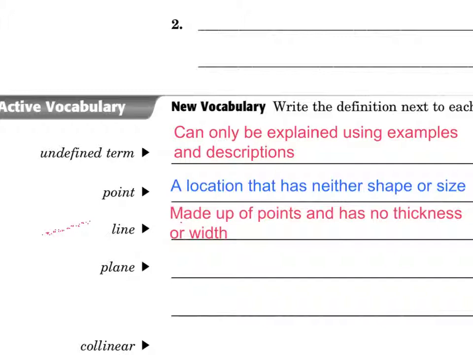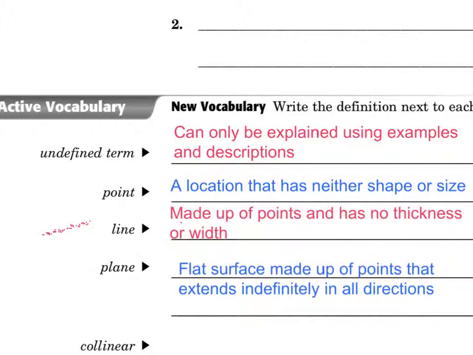And lastly, well, not lastly on this, but the next one on the group, bigger, is a plane, and that is a flat surface made up of points that extends indefinitely in all directions. So it goes on forever in every single direction. Well, back and forth, left and right. Alright, we'll get into more details about these three in a bit, but we're just doing some vocab. Alright, next one.